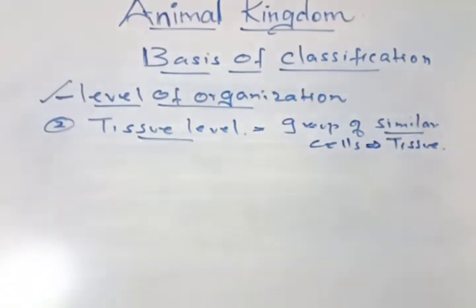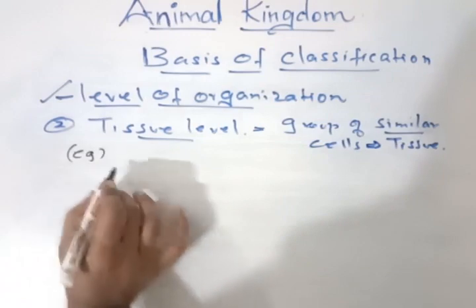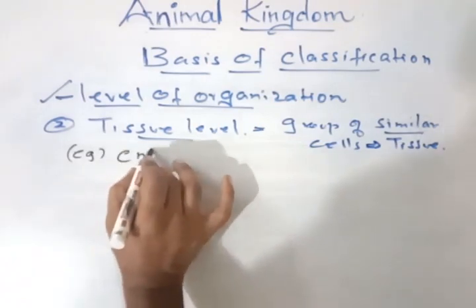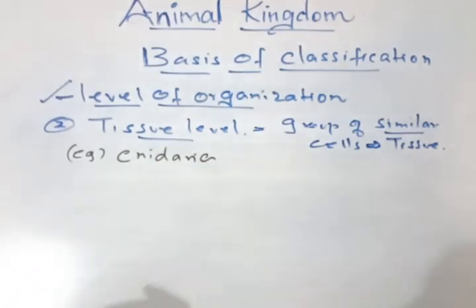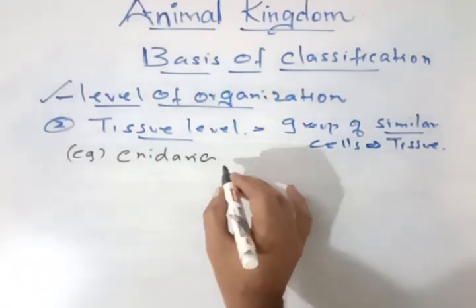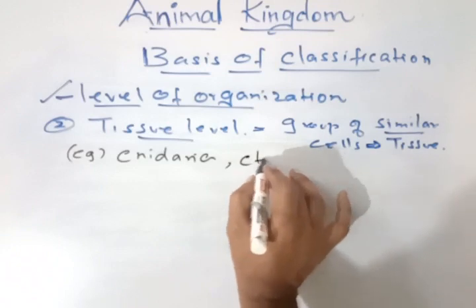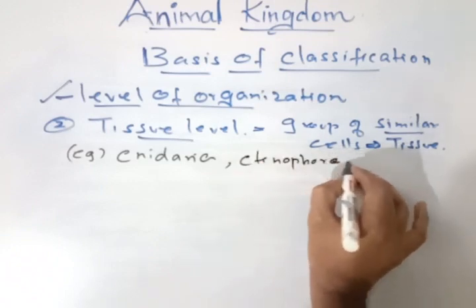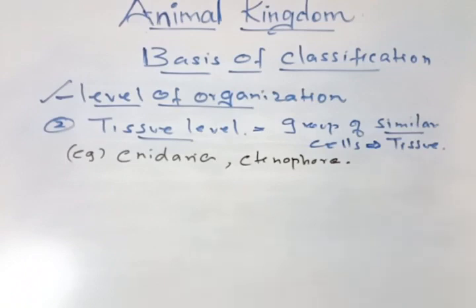Clear? Right. So now here, in certain organisms, for example, we have two phyla. One is called Cnidaria. You remember the Cnidarians, right? There are corals and jellyfish. Then you will have Ctenophora. So Ctenophora and Cnidaria all come under tissue level of organization. Just as Porifera comes under cellular level of organization, likewise Cnidaria and Ctenophora come under tissue level of organization. What is tissue level? The group of similar cells forms a tissue.